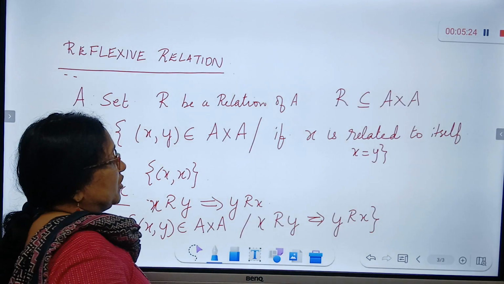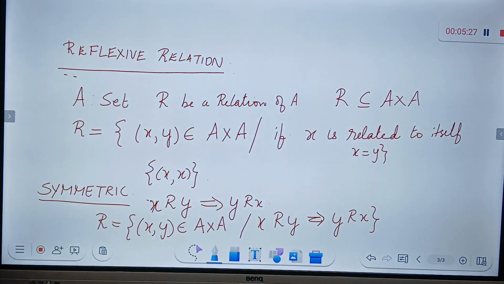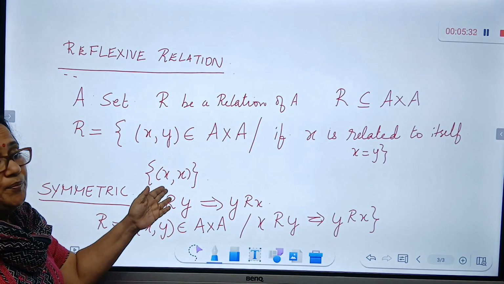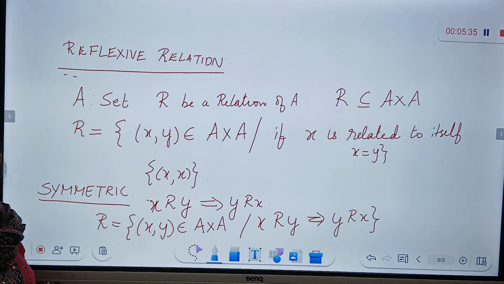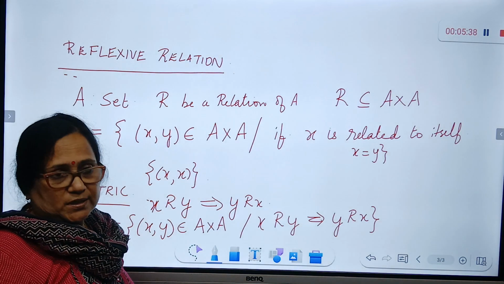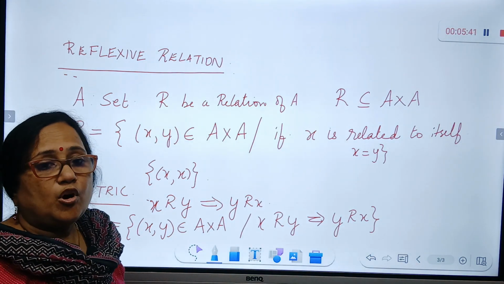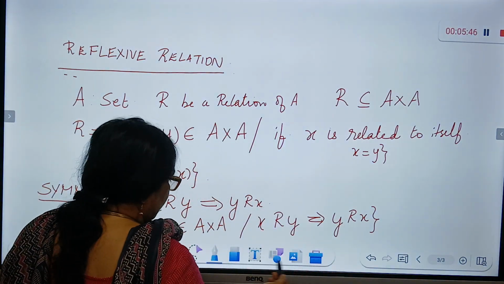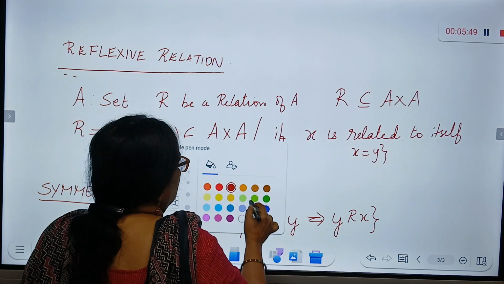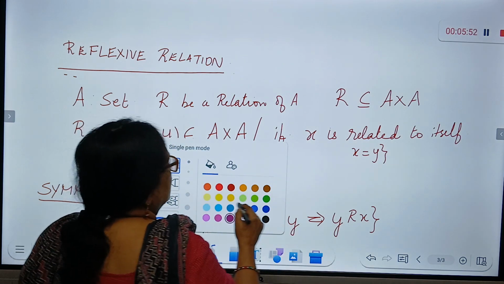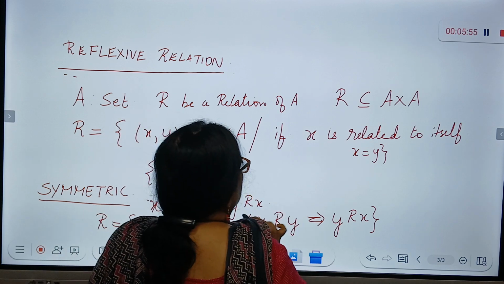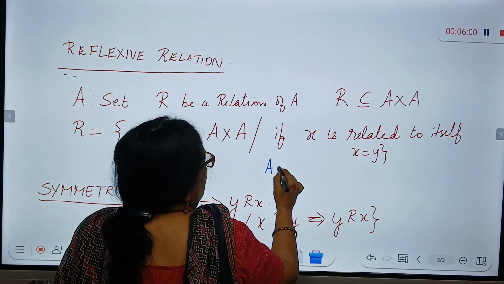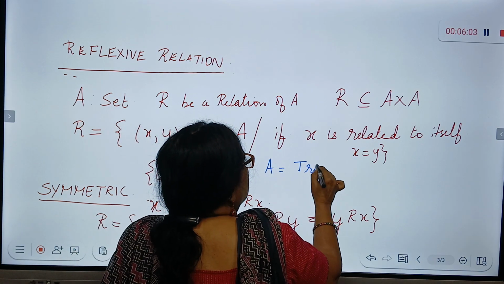We have one more type of relation, but even before we go to that, let us see an example. So you may wonder, what is all this, (x, y) belongs to A cross A, x is related to itself? What do we mean by that? If I explain with an example, then you will see that it makes more sense. So let us look at the set of all triangles in a plane. Now let us consider the set A to be triangles in a plane.